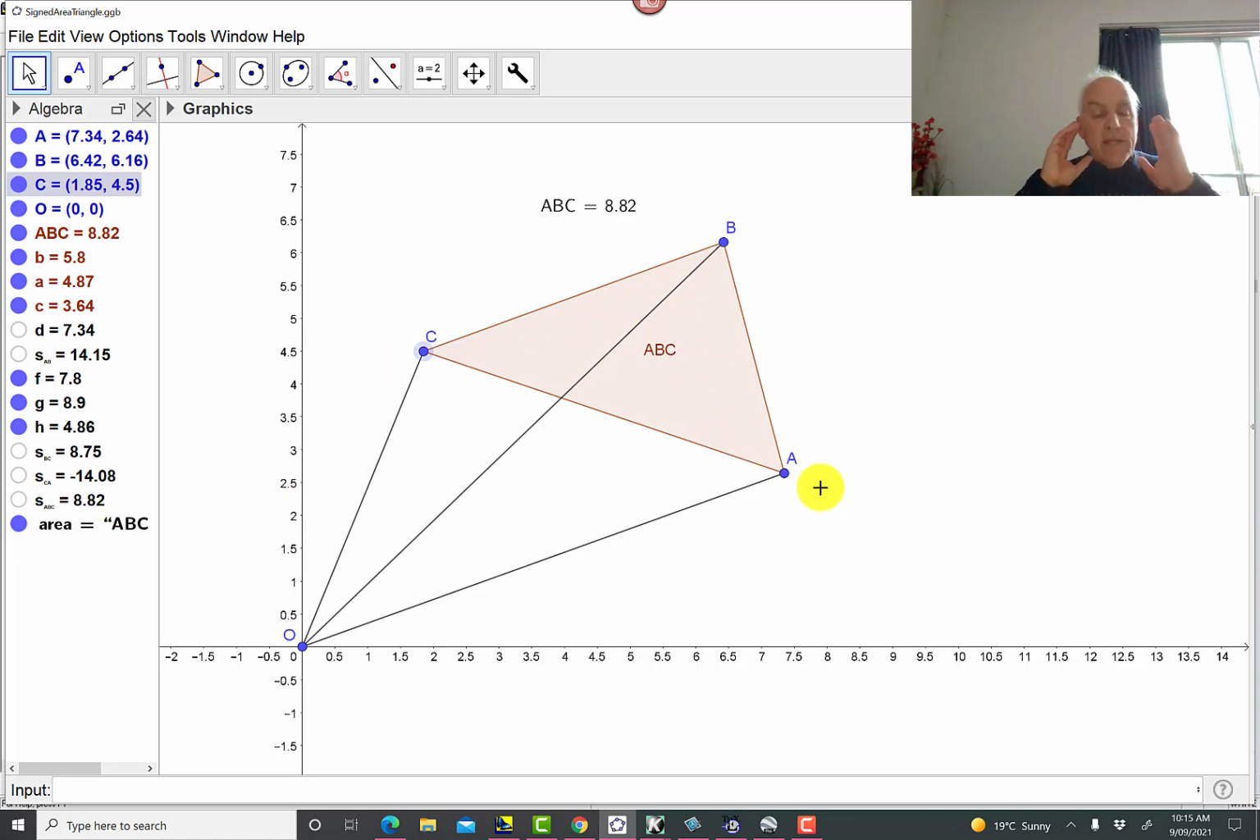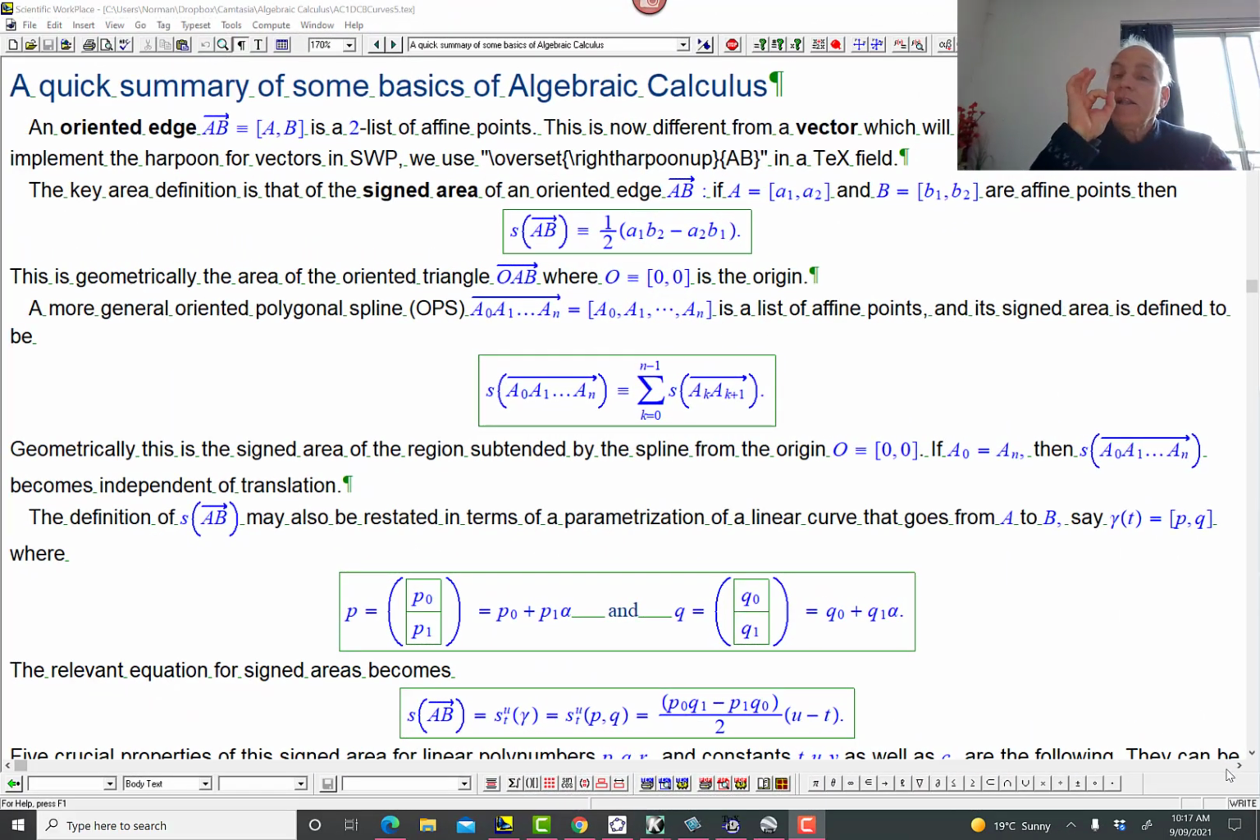So this is the approach that we take in the algebraic calculus, a very different orientation. Now we concentrate first on splines, and the key concept is that of the signed area of an oriented edge. Then we piece them together to get the signed areas of splines, and in this case a closed spline, or an oriented triangle. So now let me return to our introduction to algebraic calculus.